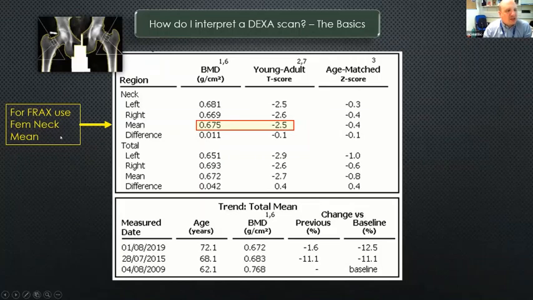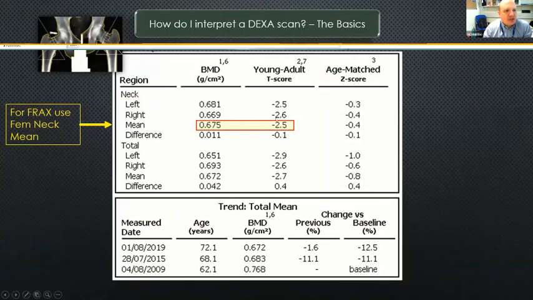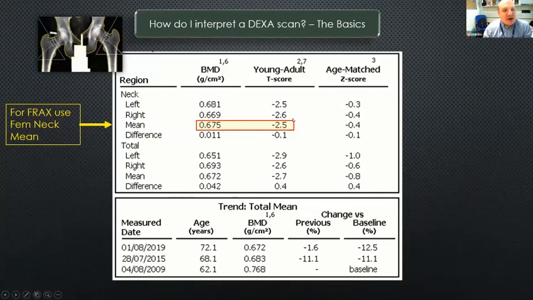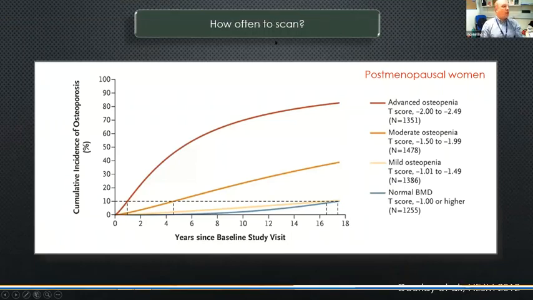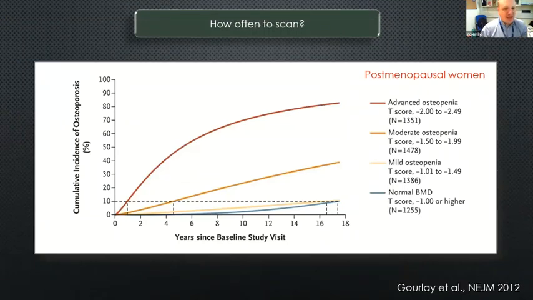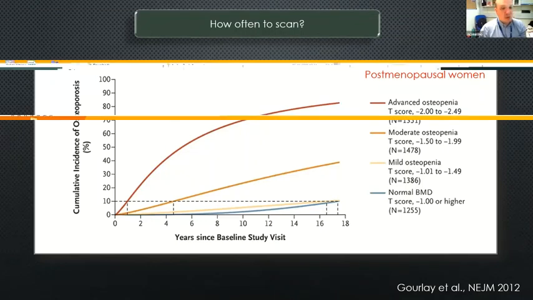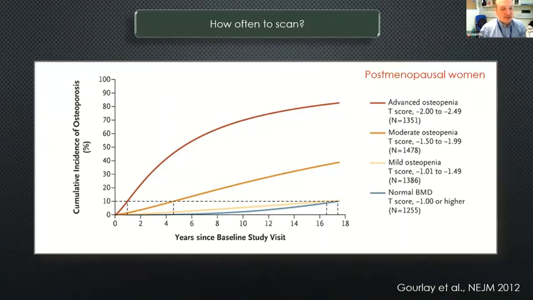For FRAX, we're going to use the femoral neck. That is the way FRAX was designed, to use the femoral neck. And then finally, you're going to ask, how often should we DEXA scan a patient? It does vary. It's a very case-by-case situation. It may vary depending if you started a new treatment. You may want to monitor that the treatment started working within 18 months to 2 years.